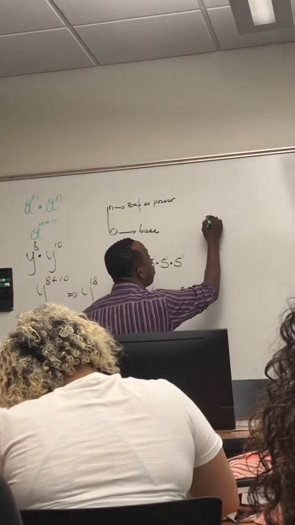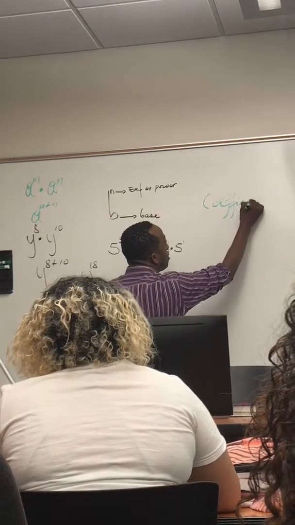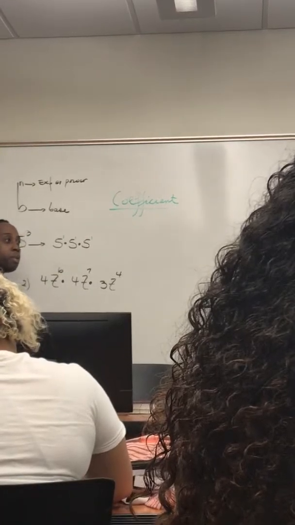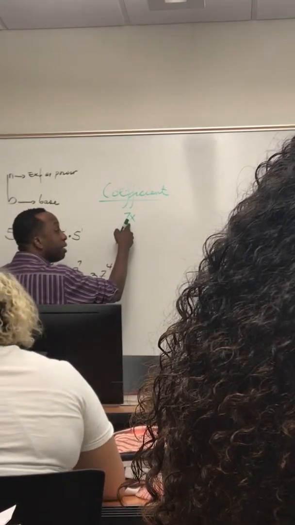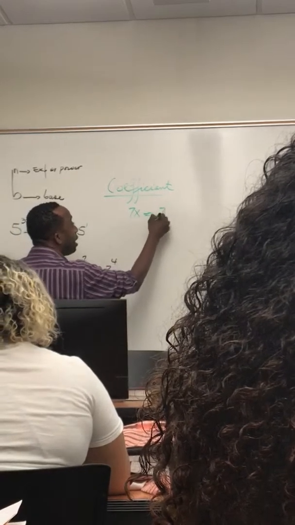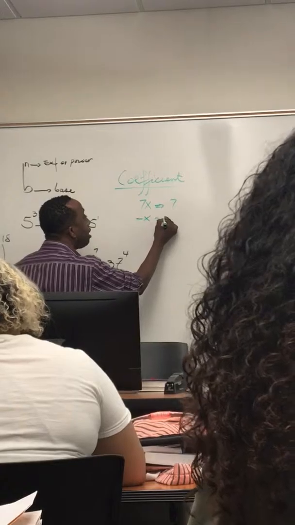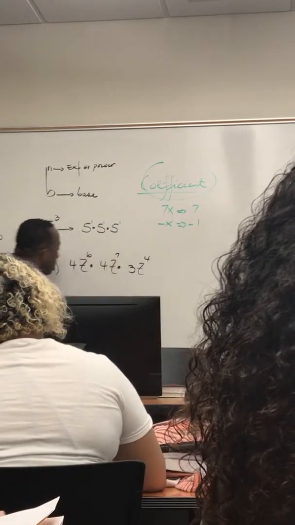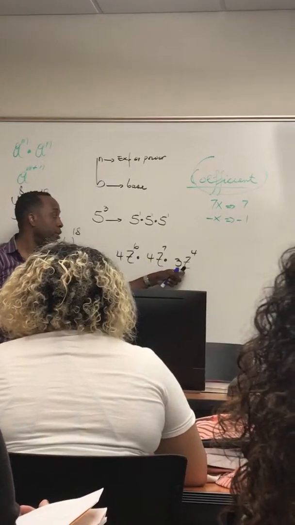Now, coefficient is a French word, so let me spell it for you. That's the word coefficient. It means a number attached to a letter; if that number is 7, 7 is the coefficient of x. If I give you negative x, negative 1 is the coefficient of x. That's the reason I'm saying 4 is the coefficient of z. 4 and z, 3 also z.